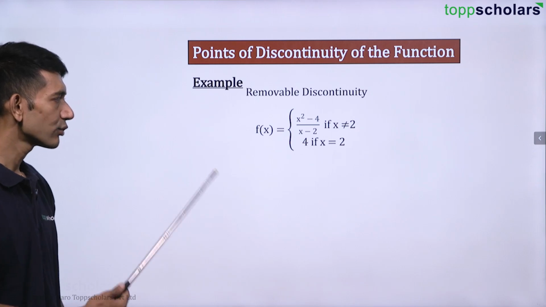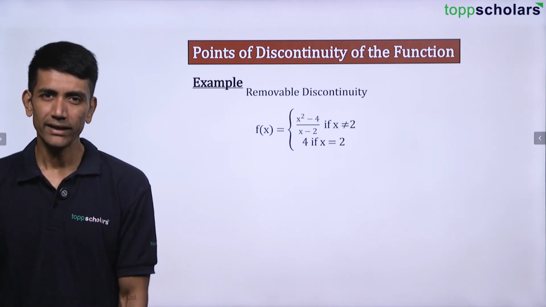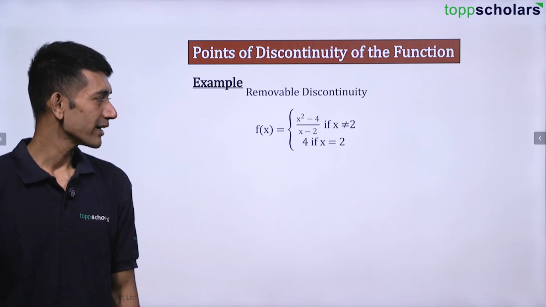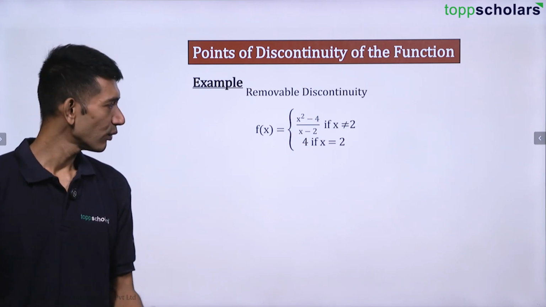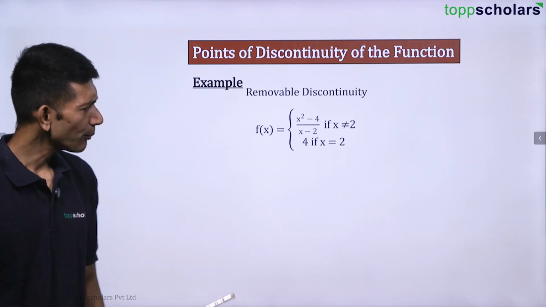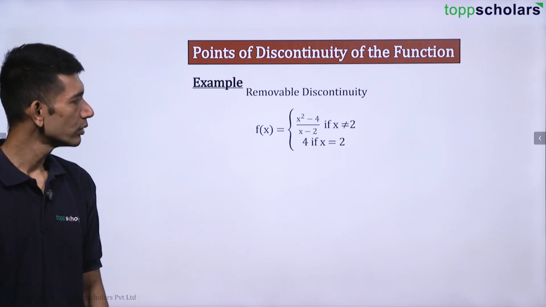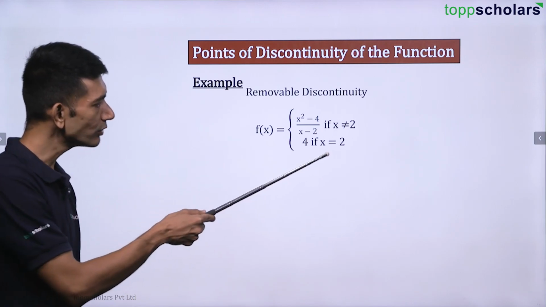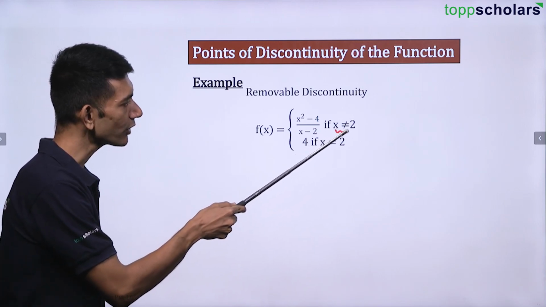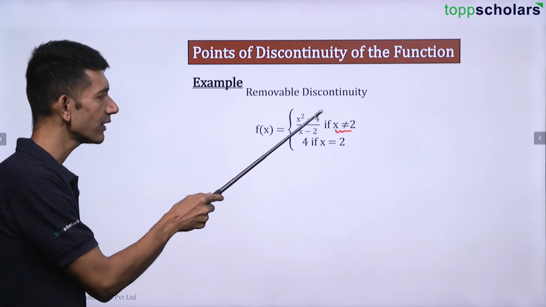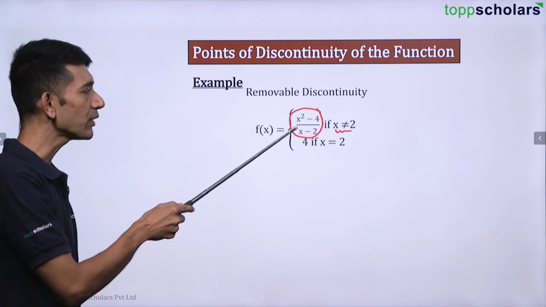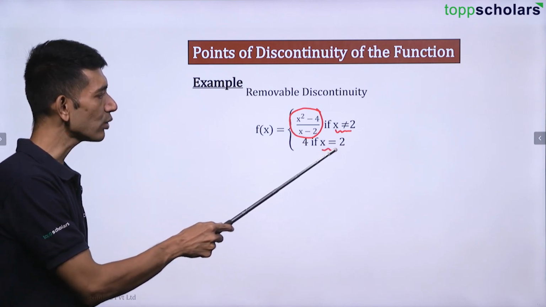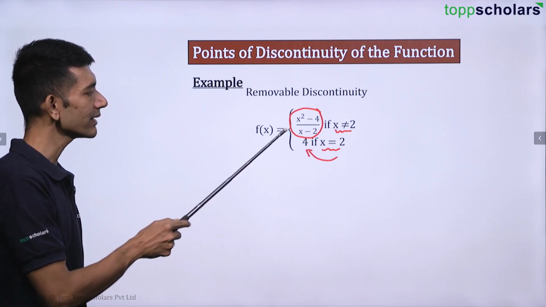Removable discontinuity. So here you have f(x) = (x^2 - 4)/(x - 2), and the value of f(x) is 4 if x = 2. So basically this graph is breaking at x = 2, but there is no problem. This discontinuity can be removed. How? Because what they're doing is they're saying x is not equal to 2, then this is the function. Definitely at 2 it is breaking, isn't it? Because at 2, they're filling the gap by giving the value of f(x) as 4.